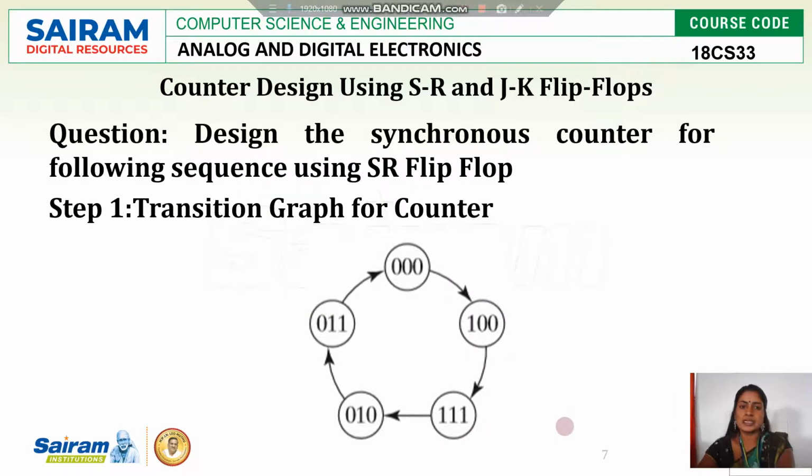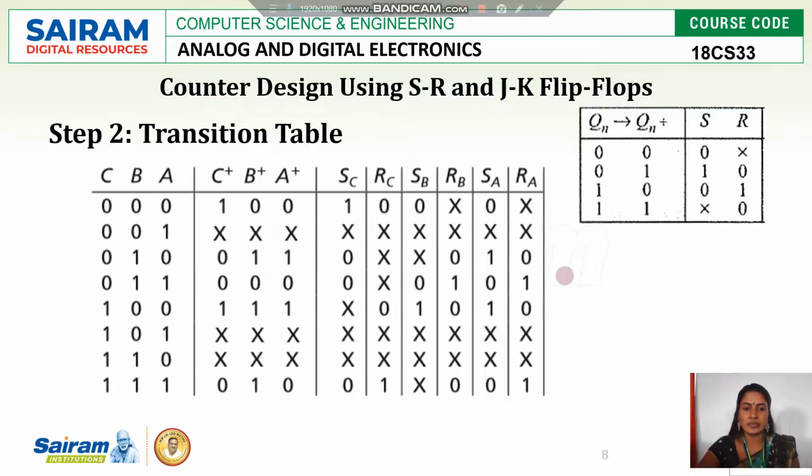Next question. Design the synchronous counter for the following sequence using SR flip flop. Same question only. It counts 0, 4, 7, 2, then 3, again 0. But we are using SR flip flop here. That is the difference. So in the transition table, instead of TA, TB, TC that we took in the previous one, these 3 flip flops only we will use. The inputs are SA, RA, SB, RB, SC, RC. This is first flip flop, this is second flip flop, this is third flip flop.